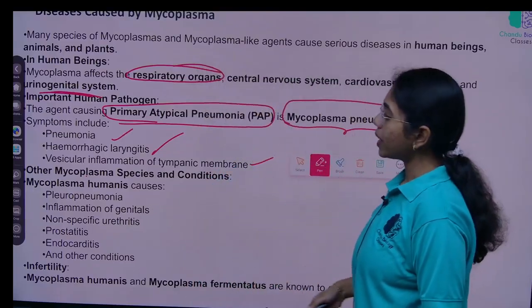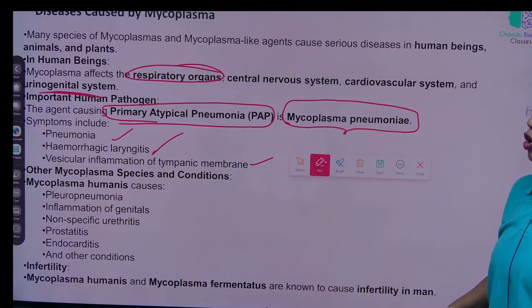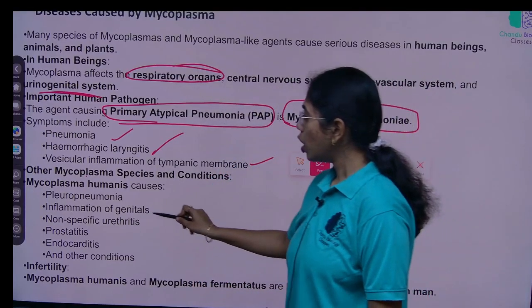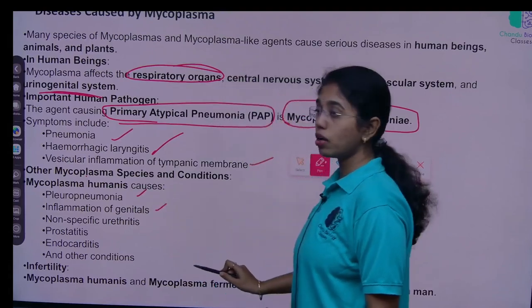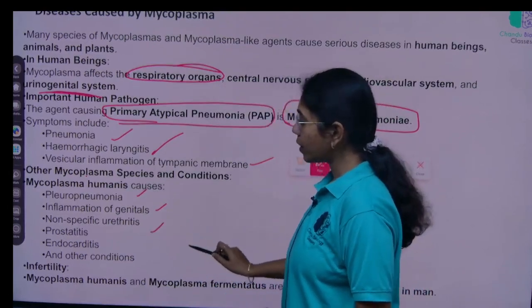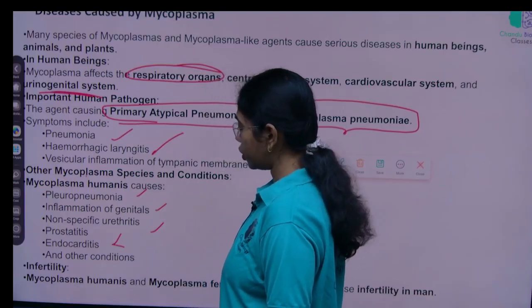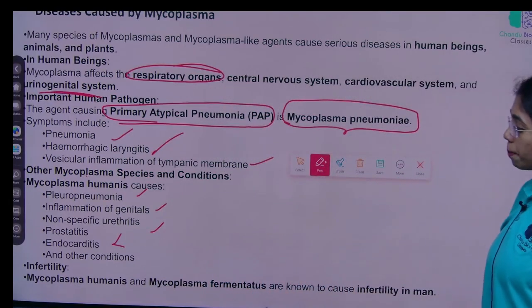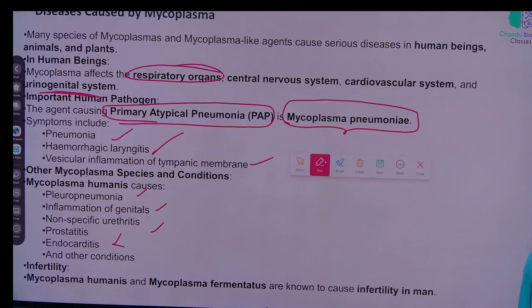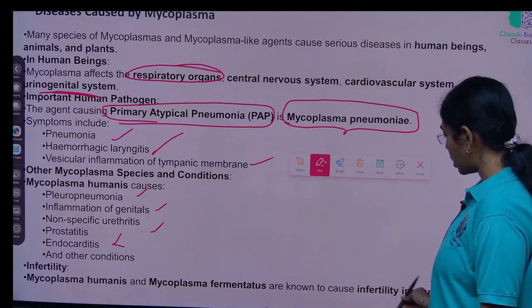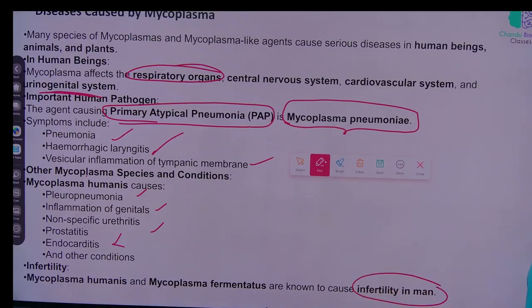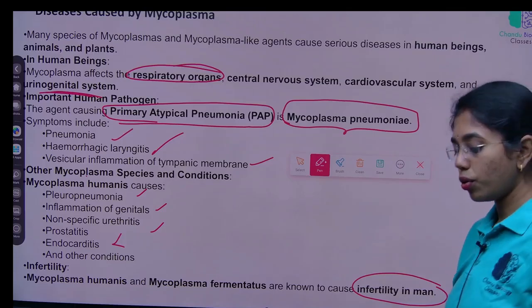Next, other mycoplasmal species like Mycoplasma hominis, they cause what? Pleuropneumonia, inflammation of genitals and non-specific urethritis, prostatitis, endocarditis and other conditions, infertility as well. Mycoplasma hominis and Mycoplasma fermentans are known to cause infertility in man. Okay, these are the diseases that are caused by Mycoplasma. Till here everything is fine, no? The diseases are very important. Just go through that and note it now.